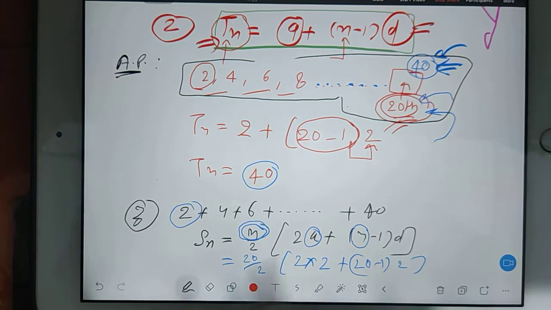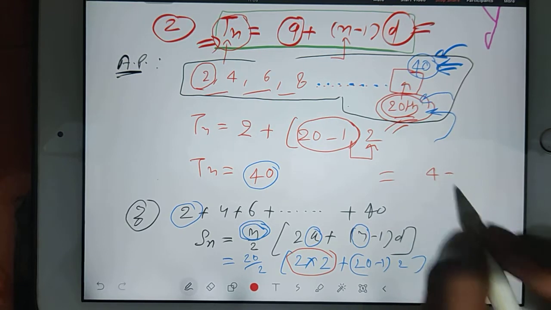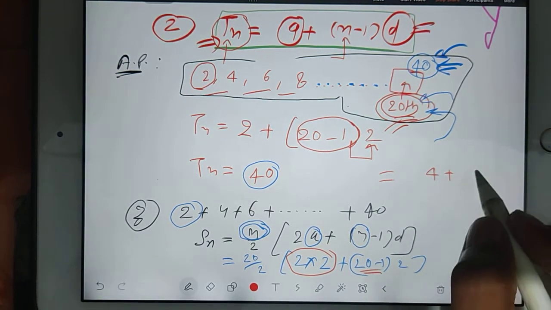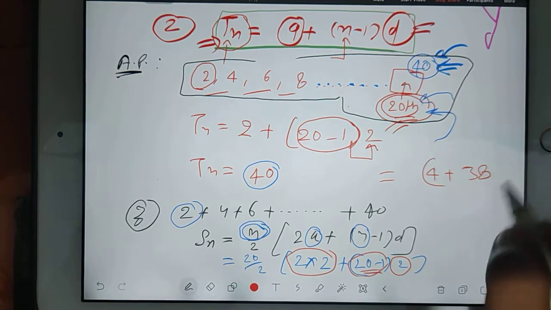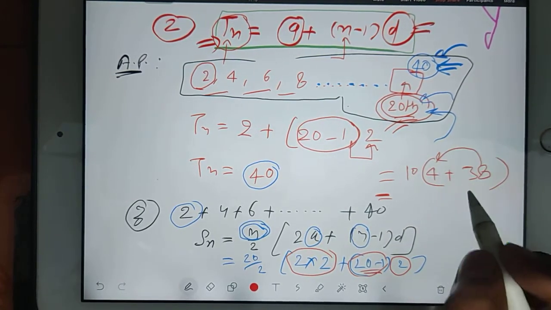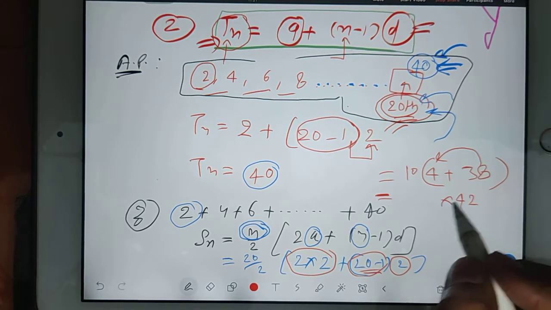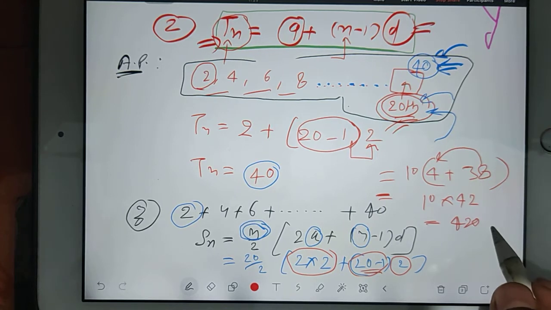If I am not wrong, the answer should be, let's calculate. This 2 into 2, 4 plus. This is 38, I mean 19 into 2, 38. And then outside you have 10. So this will give you 42 into 10. This will give you 420. Is my calculation correct?